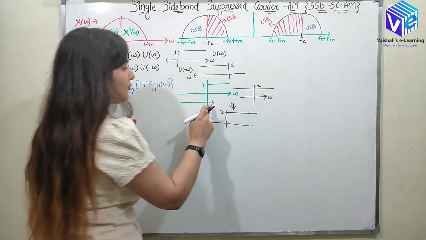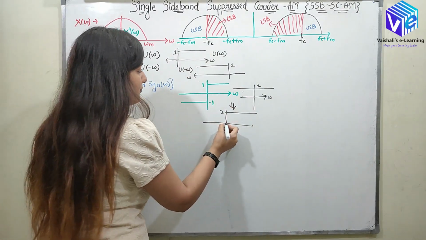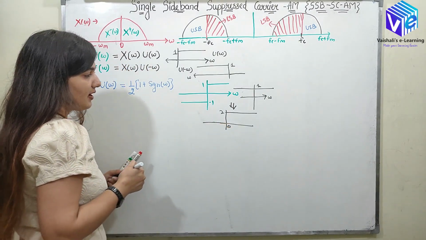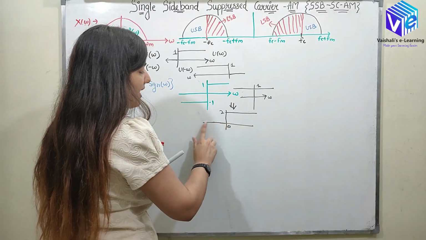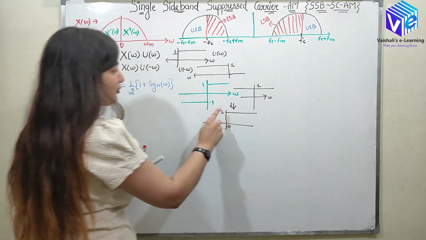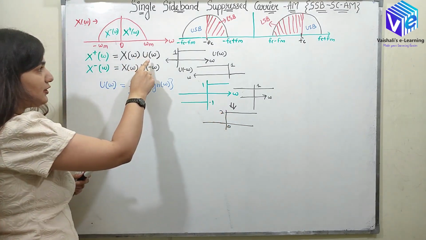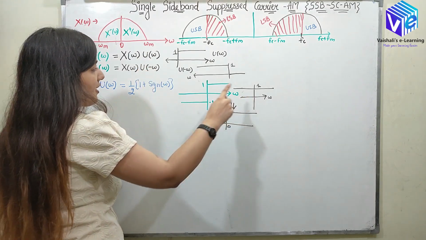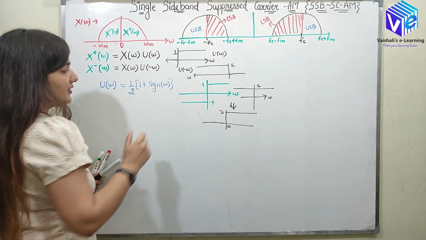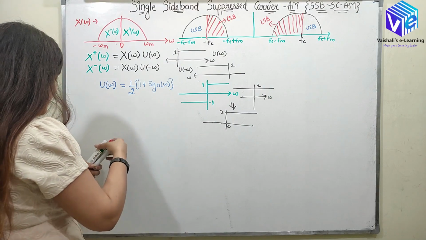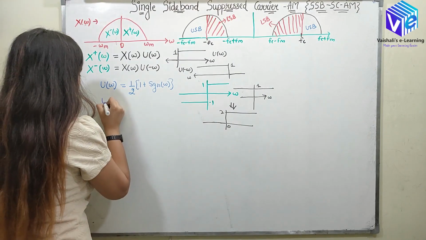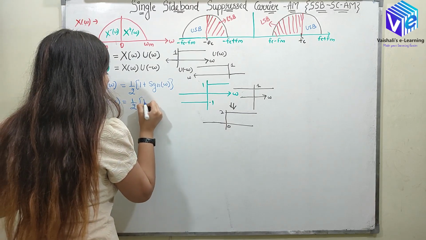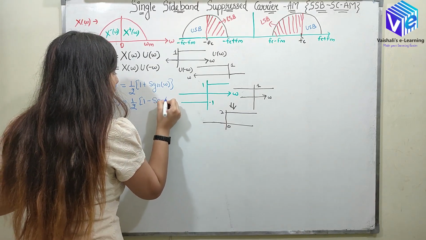Here I am having 2. Here minus 1 plus 1 would be 0. So at omega less than 0, I will have 0, and at omega greater than 0, I have 2. So if I divide by 2, I get u of omega. So I represented u of omega as 1 plus signum of omega divided by 2. Similarly, I can represent u of minus omega as half of 1 minus signum of omega.